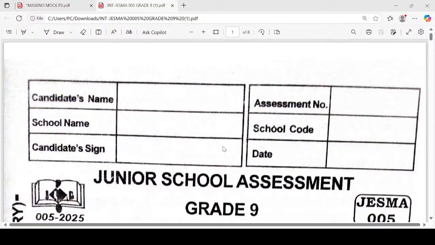We are going to discuss integrated science, grade 9, Jesma 005. That is the paper we are going to discuss, integrated science, grade 9.